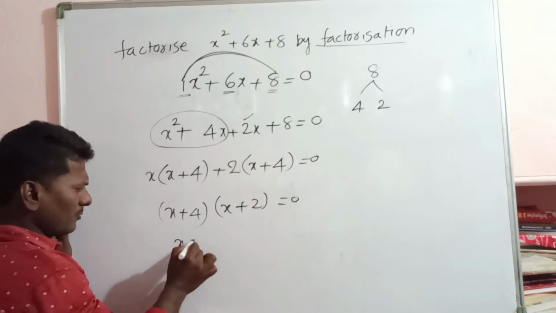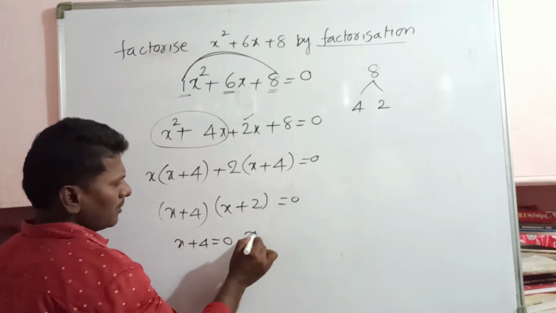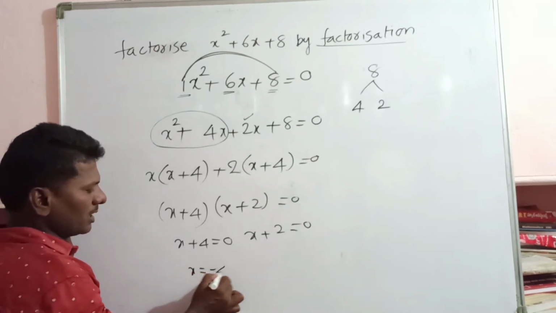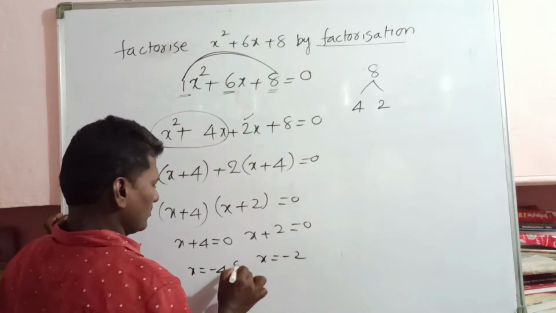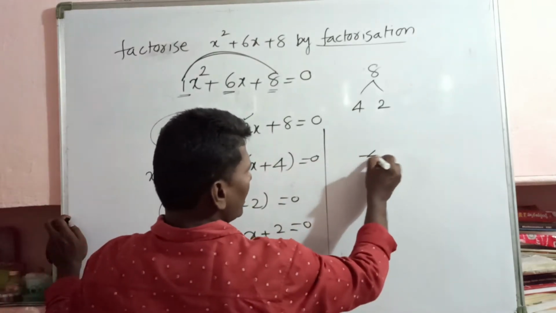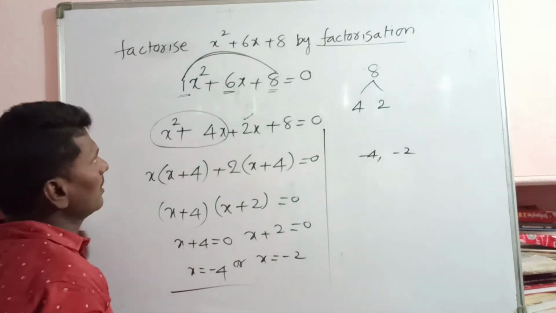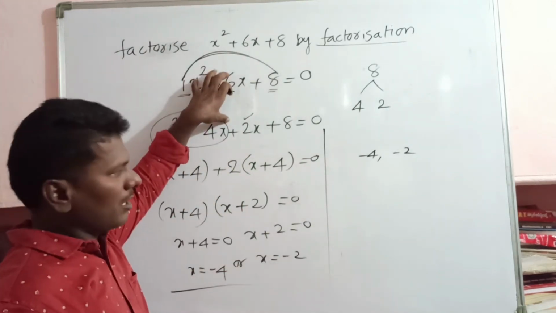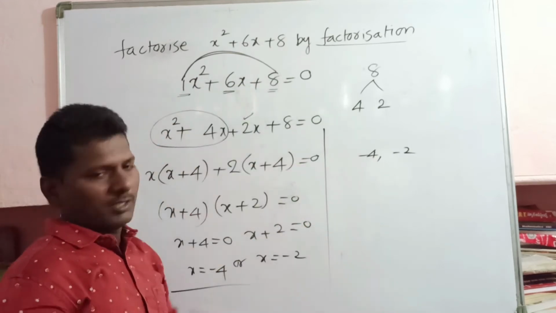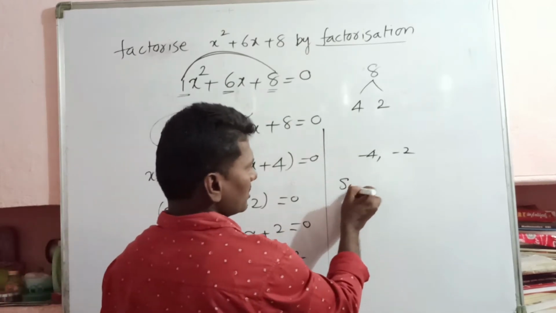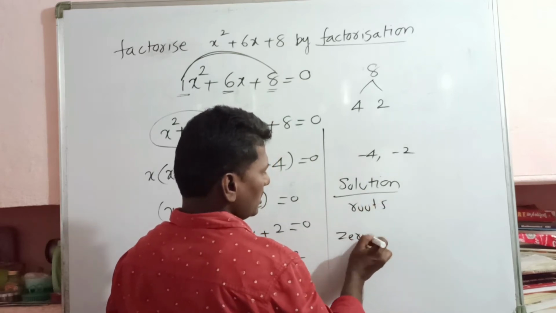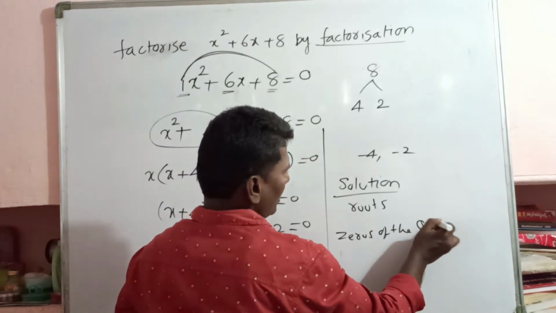Then x plus 4 is equal to 0, x plus 2 is equal to 0. x plus 4 is equal to 0 means x is equal to minus 4. x is equal to minus 2. So x is equal to minus 4 or x is equal to minus 2. These minus 4 and minus 2 are called roots of this equation, or solutions of these equations, or zeros of the quadratic equation.